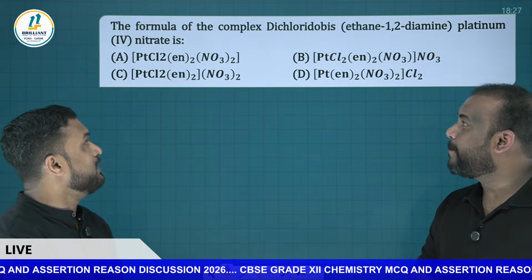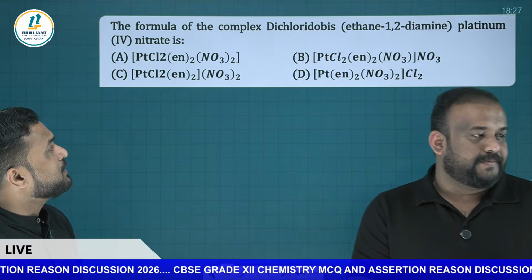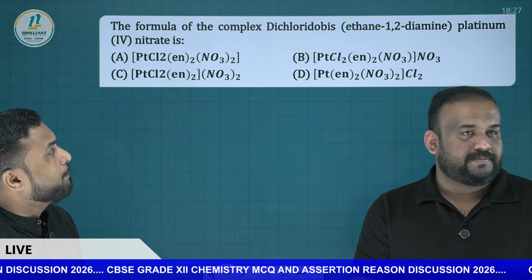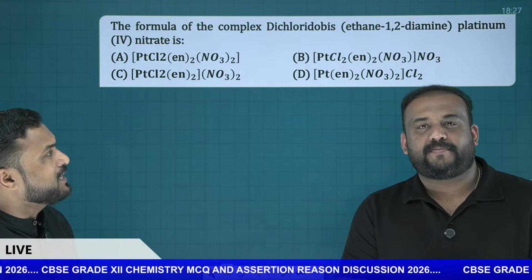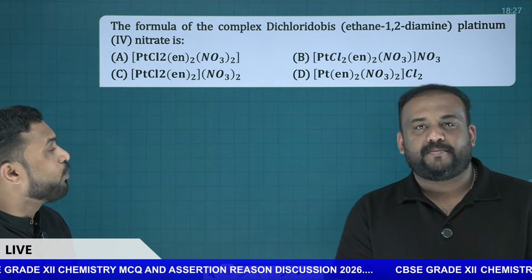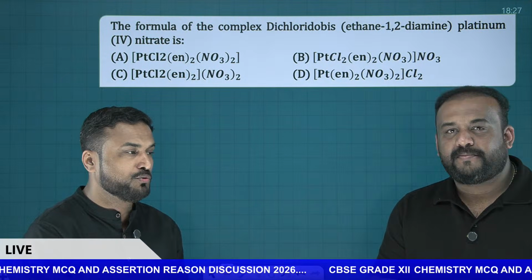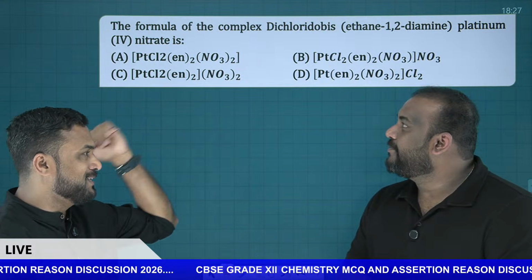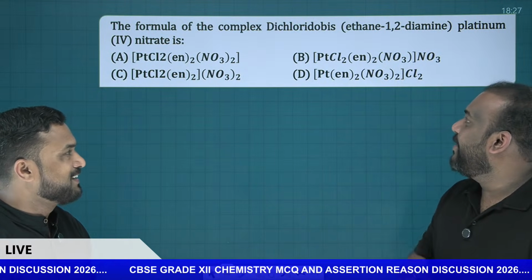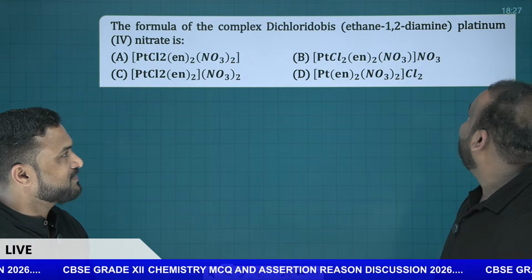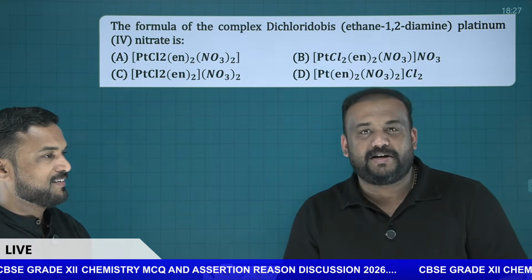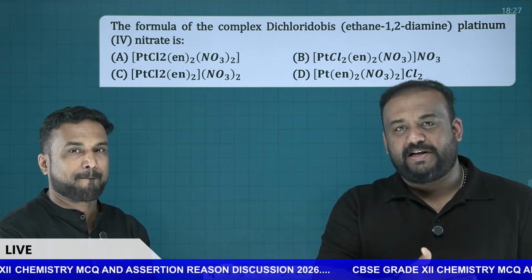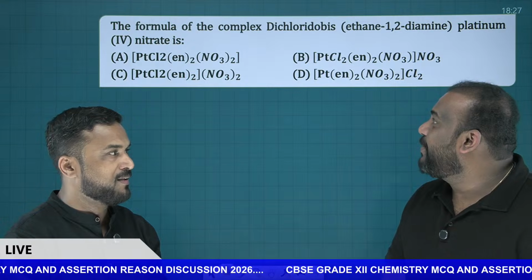Read the question again. The formula of the complex dichloridobis(ethane-1,2-diamine)platinum(IV) nitrate. You do it yourself and give the option. Here there is a chance to make a mistake, sir. Here in dichloridobis(ethane-1,2-diamine)platinum(IV) nitrate, nitrate is not a ligand. It is a counter ion. So you have to observe carefully.